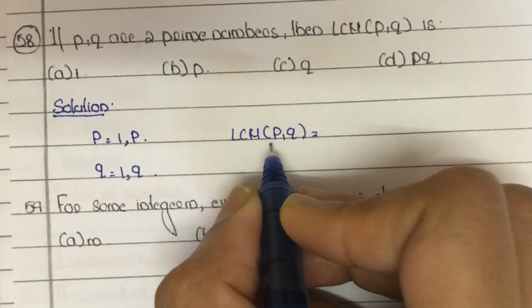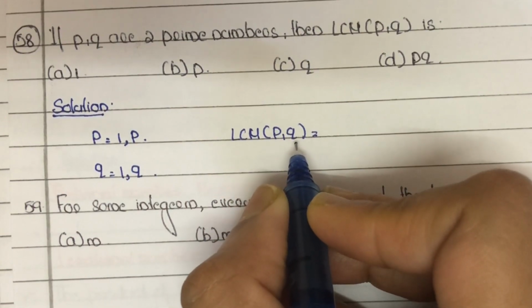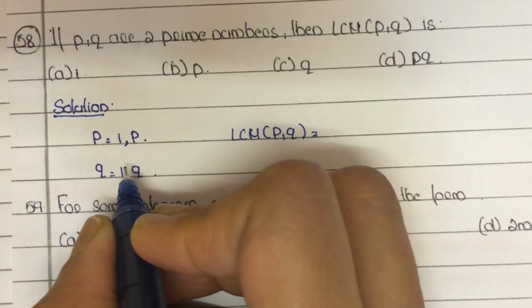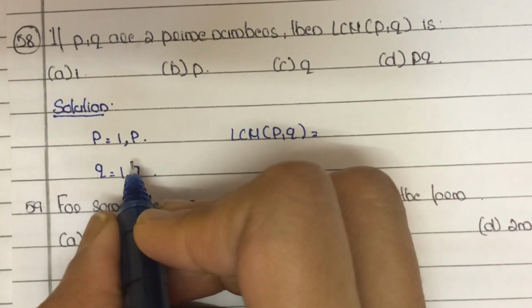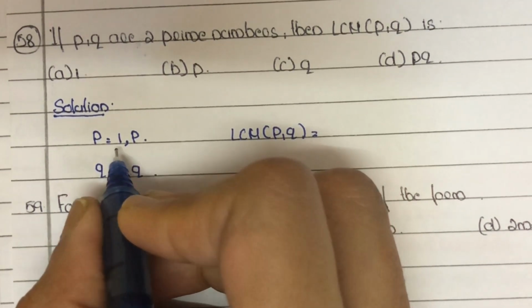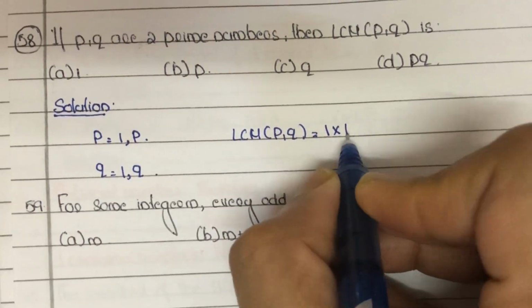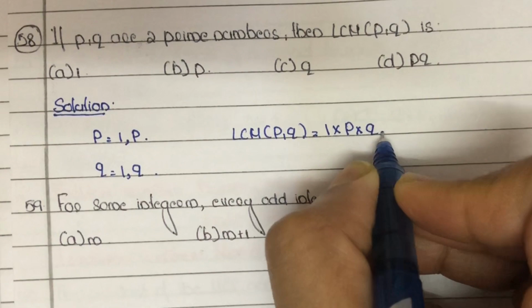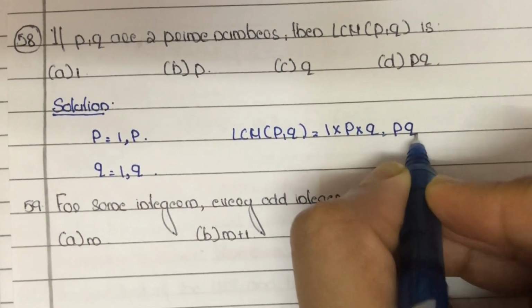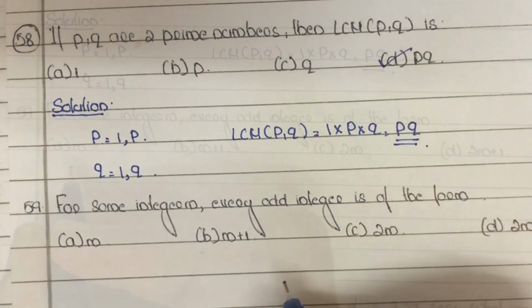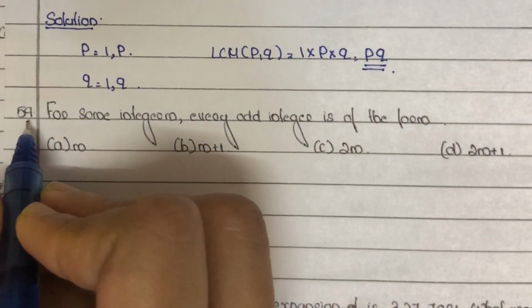Now LCM of P, Q equals, how can you find the LCM of P, Q? That is the product of the highest power of each factor involved. So 1 into P into Q, that is equal to PQ. So the option is D, PQ.